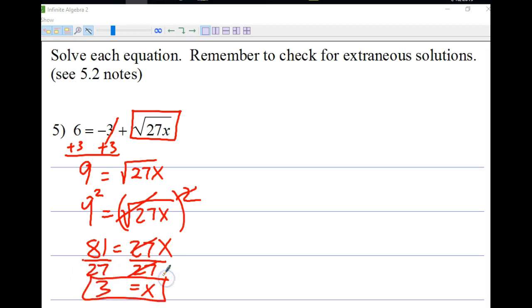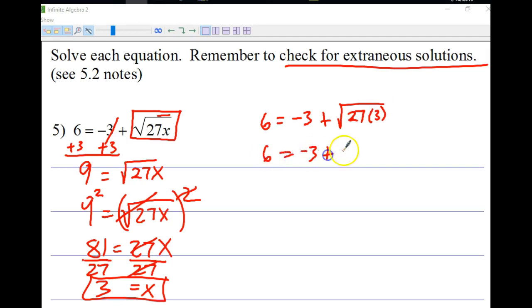Now, the problem tells us to check for extraneous solutions. That means it's possible that when we solve this, we could get a value for x that actually is illegal and not allowed. The reason for that is because square roots have a restricted domain. They can only have positive outcomes in here. So if we had anything that would give us a negative, it'd be no good. But as you guys can see, if I were to plug this in, we're going to be okay. But I'll just show you the whole thing.